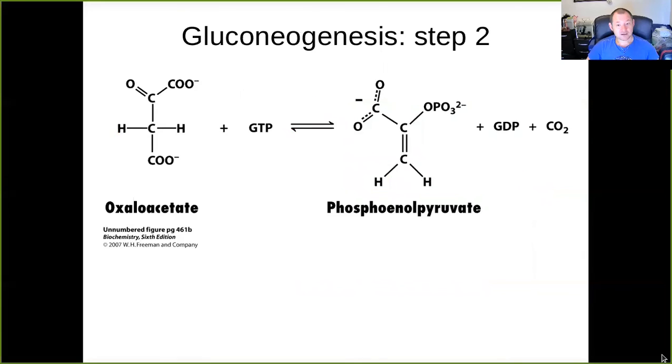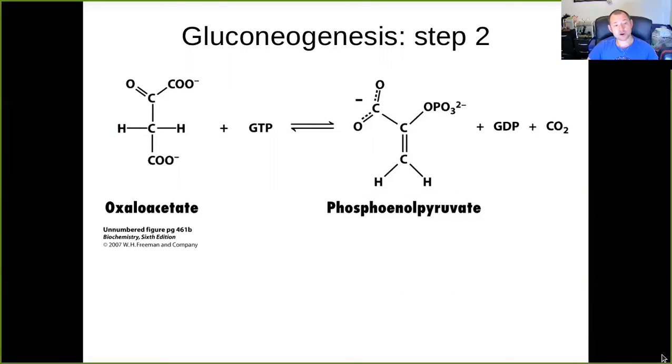Step 2, the oxaloacetate plus a molecule called GTP. ATP, adenosine triphosphate; GTP, guanosine triphosphate. Guanine is another base. A, T, G, C, they're all bases in our DNA, but they can also be useful outside of our DNA. Adenine with phosphates and sugar gives you ATP. Guanine with phosphates and sugar gives you GTP.